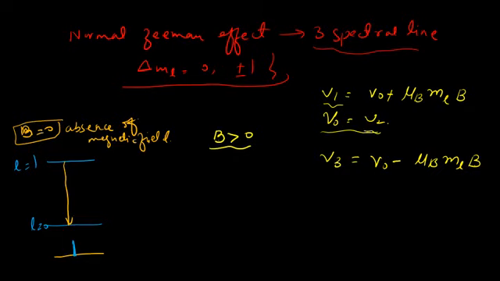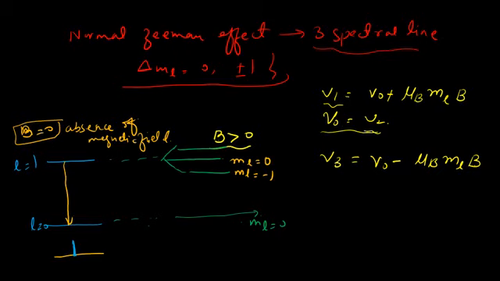Now what happens to these states? For L equal to 0, we know that m_l also equals 0. So only a single state exists in the presence of a magnetic field. But for L equal to 1, three different values of m_l are possible: m_l equal to -1, m_l equal to 0, and m_l equal to +1. So in the presence of a magnetic field, this line splits into three different lines. There are three different orientations for L equal to 1 possible in the presence of a magnetic field.